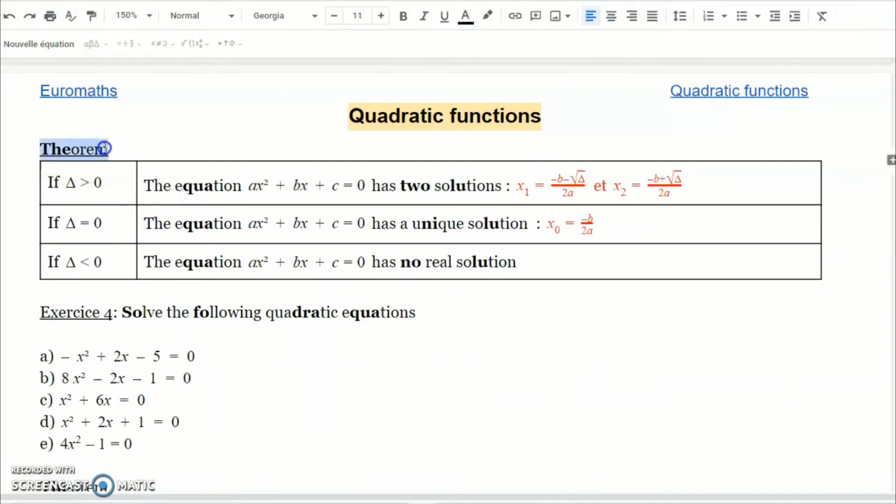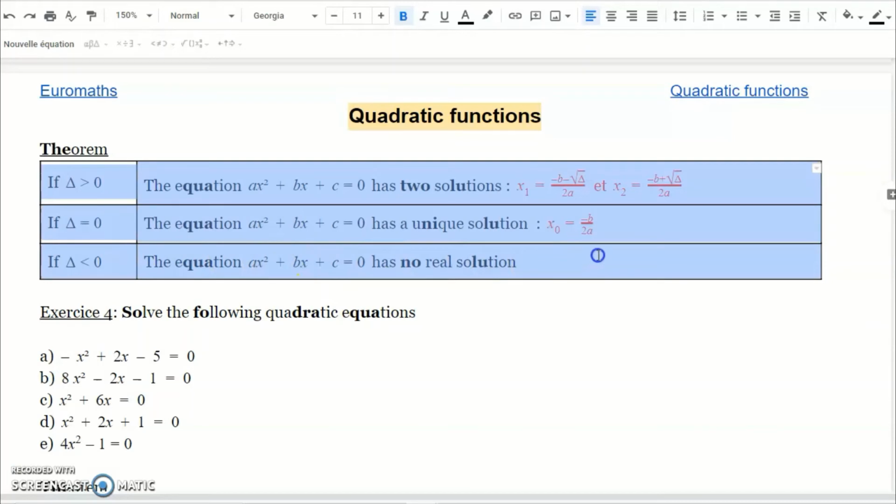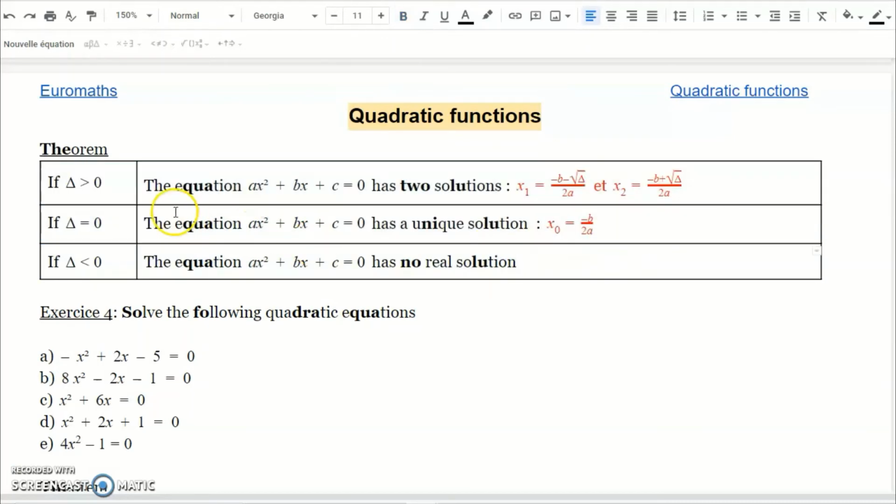The next theorem is about the solutions of the equation ax squared plus bx plus c is equal to 0. And we have two situations where we have solutions depending on delta. So if delta is positive, then the equation has two solutions. x1 is equal to minus b minus square root of delta over 2a. x2 is equal to minus b plus square root of delta over 2a.